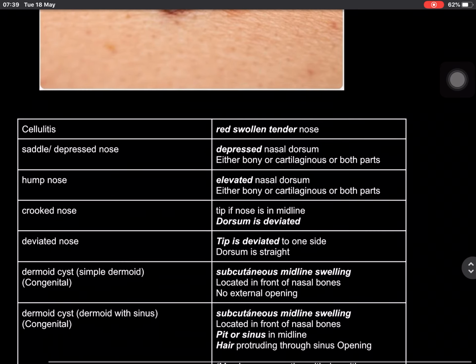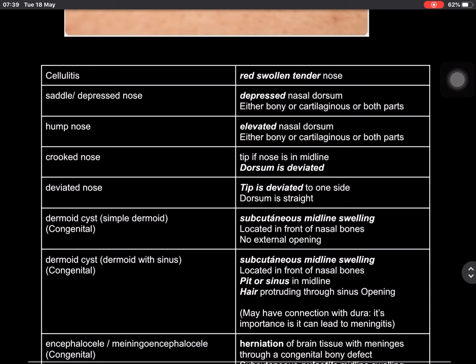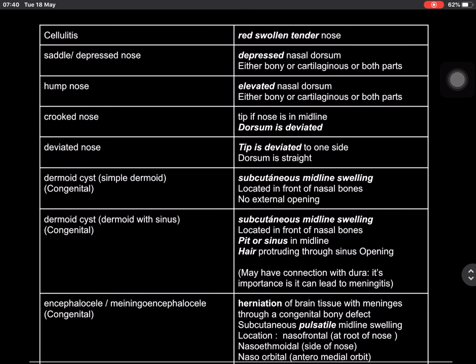So we see the clinical features of all the diseases we saw till now. Cellulitis is a red, swollen, tender nose. Saddle or depressed nose is a depressed nasal dorsum, either the bony or the cartilaginous part, or both parts can be depressed. Hump nose is an elevation of the same. Crooked nose is where the tip is in the midline and the dorsum is deviated. It's just a revision because I told most of these points previously. Deviated nose is where the tip is deviated to one side but the dorsum is straight.